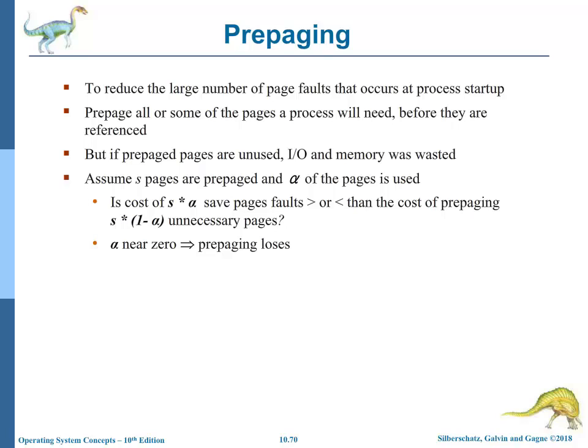So when alpha is close to 1, S times alpha is close to S. And the cost of pre-paging, S times (1 minus alpha), because alpha is close to 1, so 1 minus alpha is almost 0. 0 times S is almost 0. So the cost is almost 0. So pre-paging wins.